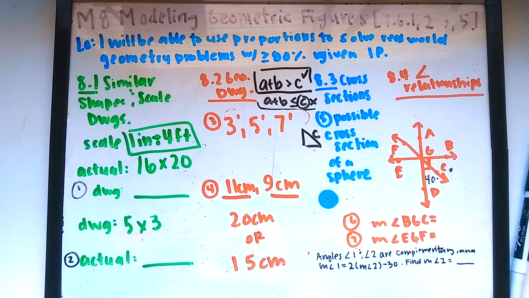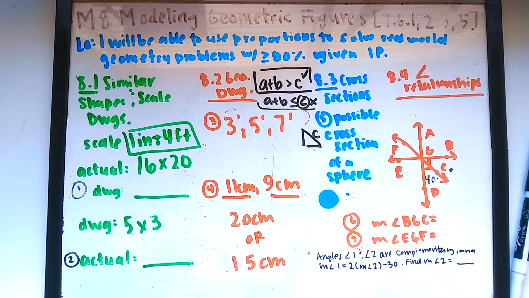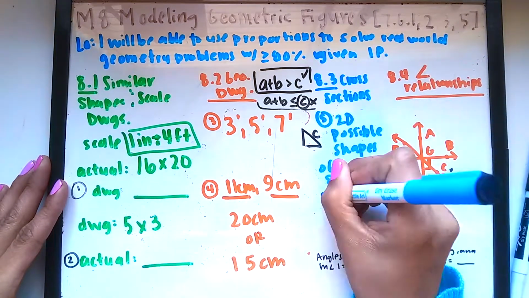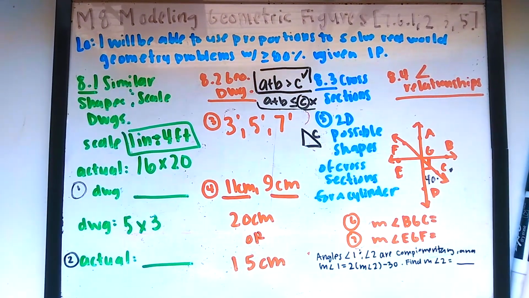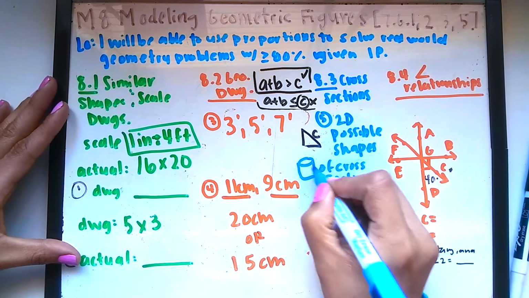You can also get a point in that sense. So those are the only two shapes that you can get. So let me give you 1, 2, 3. You're gonna give me all the possible shapes that you can get by doing a cross section of a cylinder. Remember, a cylinder is basically like a can, right?